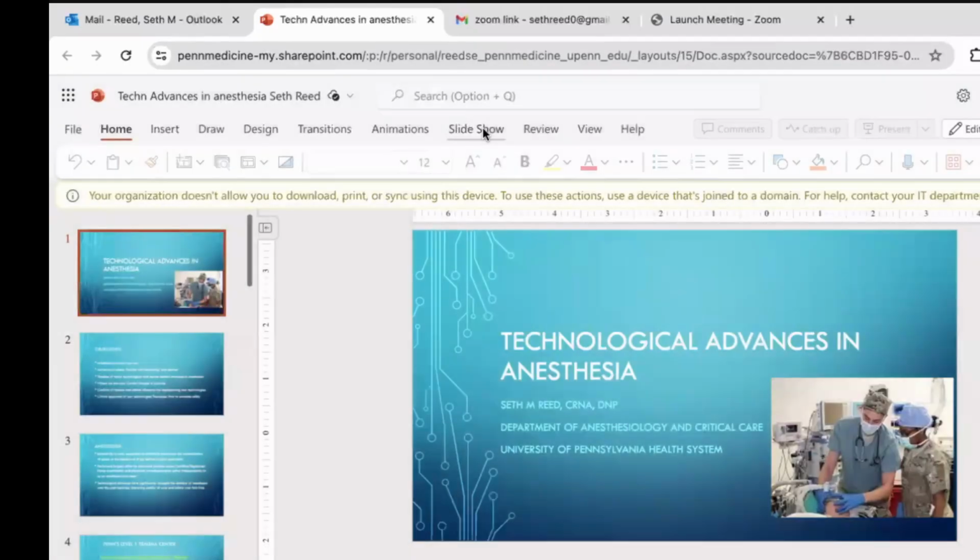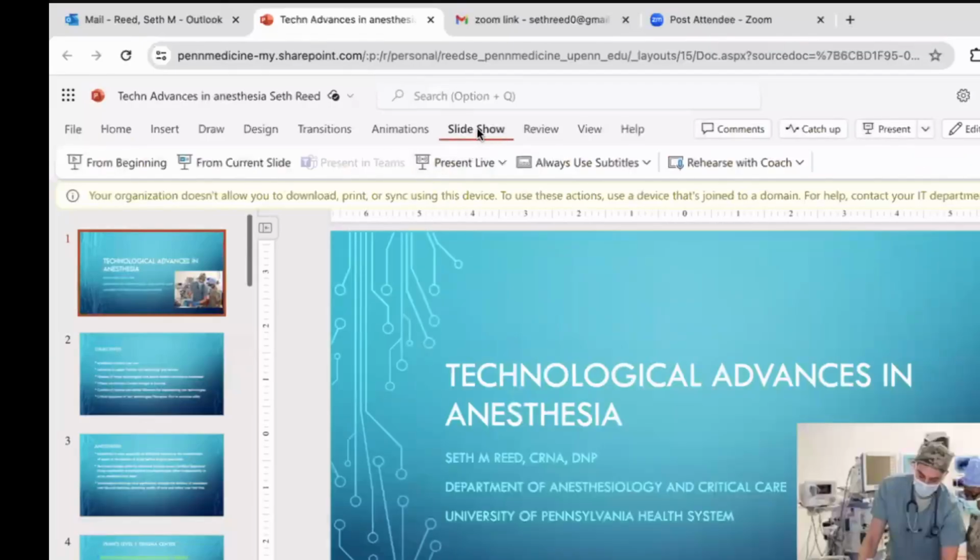But I'll start with a slideshow here. I want to talk about technology in anesthesia and how we implement technology, devices, medications, and different things of that nature from the beginning.